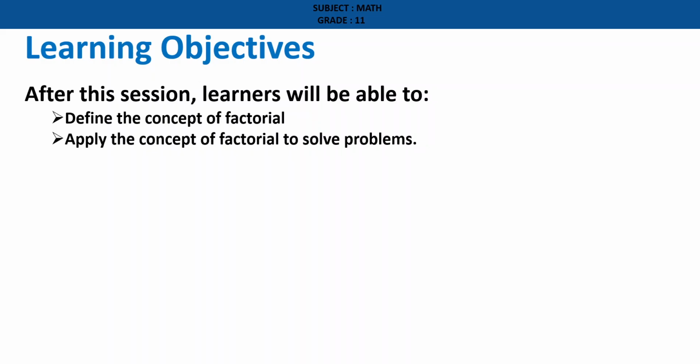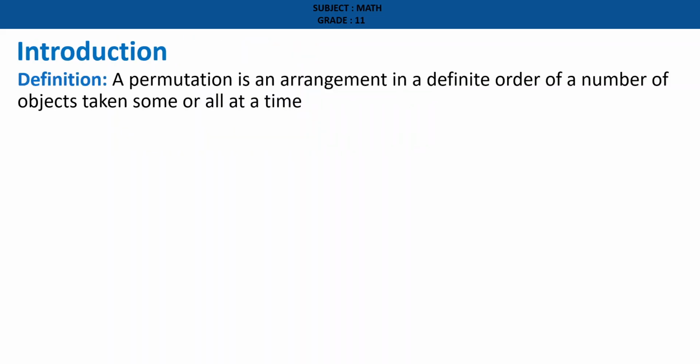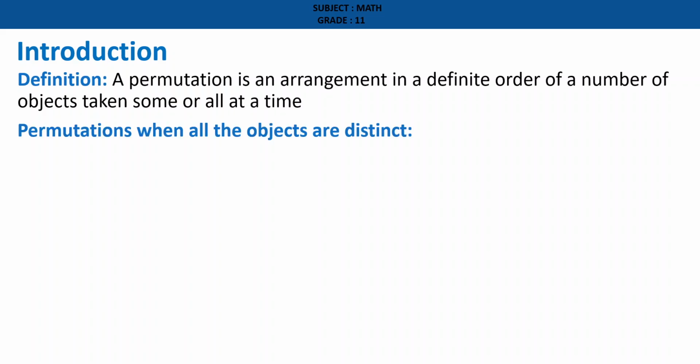to solve problems. Introduction. Let us define what is a permutation. A permutation is an arrangement in a definite order of number of objects taken, some or all at a time. Permutations when all the objects are distinct.